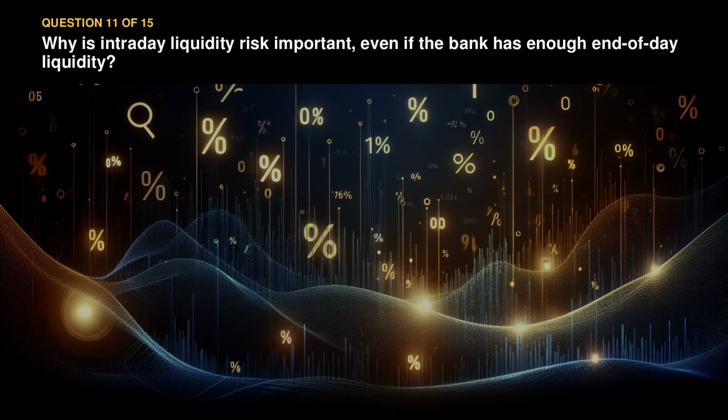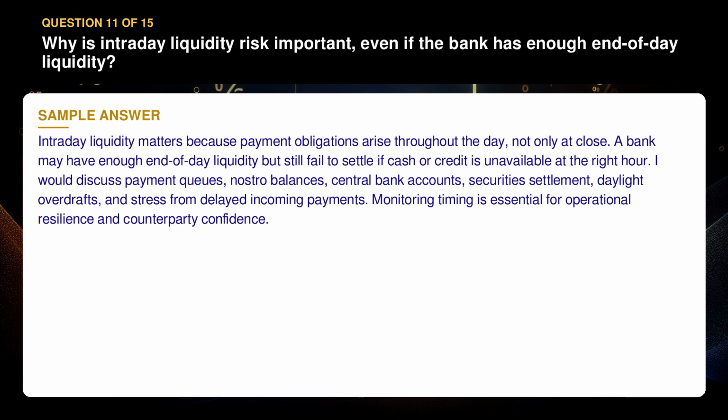Question 11. Why is intraday liquidity risk important, even if the bank has enough end-of-day liquidity? Intraday liquidity matters because payment obligations arise throughout the day, not only at close. A bank may have enough end-of-day liquidity but still fail to settle if cash or credit is unavailable at the right hour. I would discuss payment queues, nostro balances, central bank accounts, security settlement, daylight overdrafts, and stress from delayed incoming payments. Monitoring timing is essential for operational resilience and counterparty confidence.